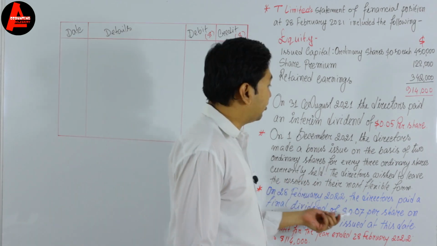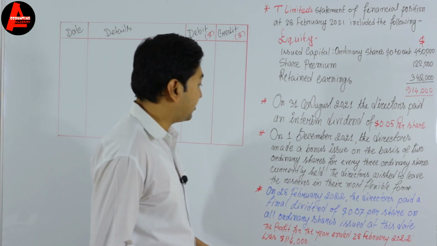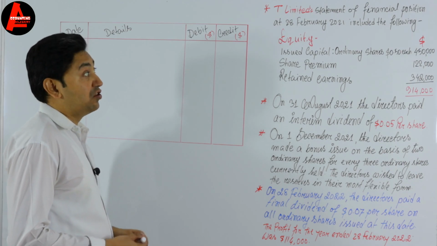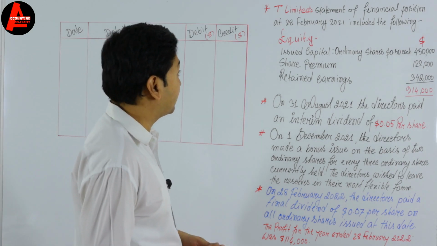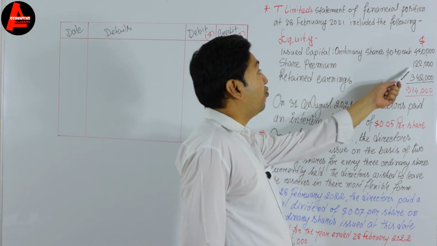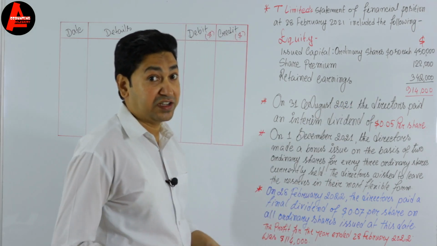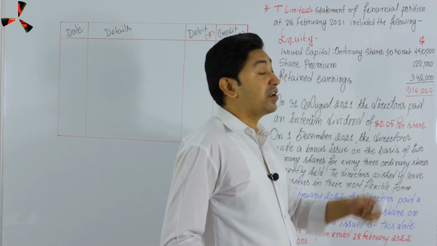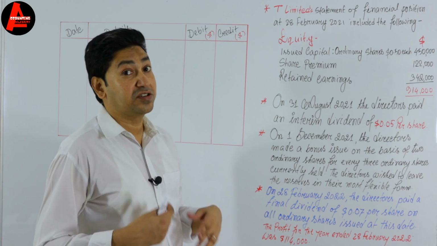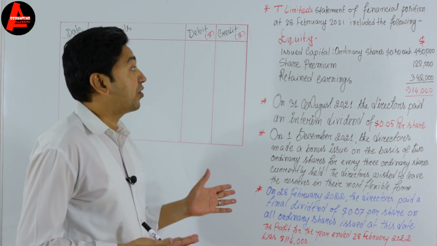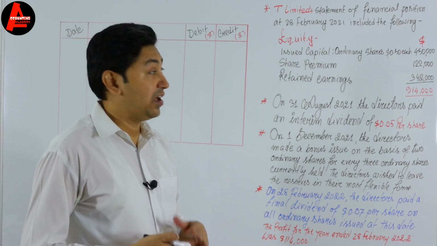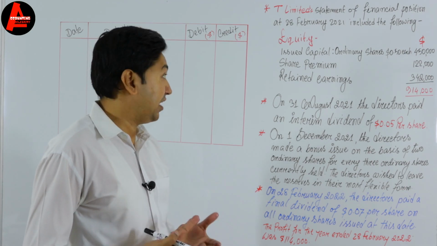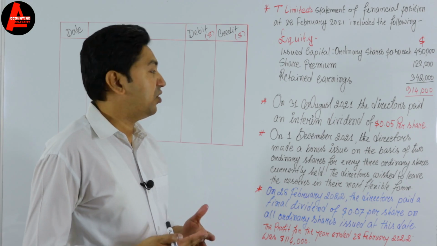Then the directors wish to leave the reserves in their most flexible form. So what are reserves? We have share premium, $122,000. It is one kind of reserve. Then we have retained earnings, $342,000. So a business can issue bonus shares from the retained earnings as well. There is one more, general reserve. If there is a general reserve, the business can use that amount to issue bonus shares.